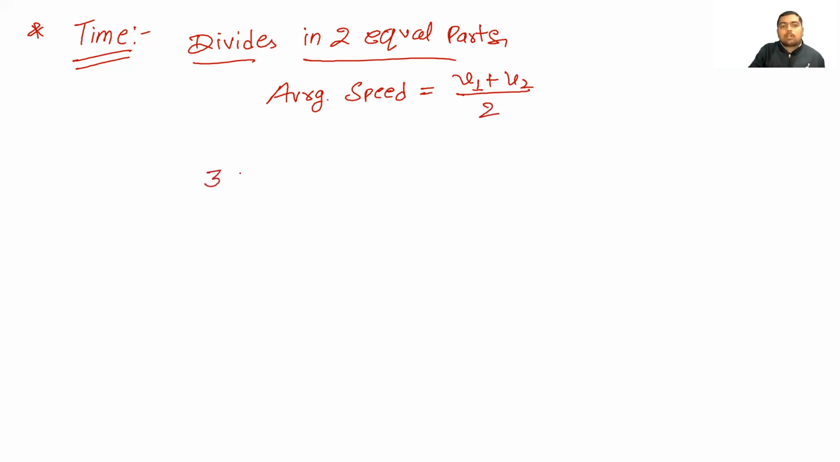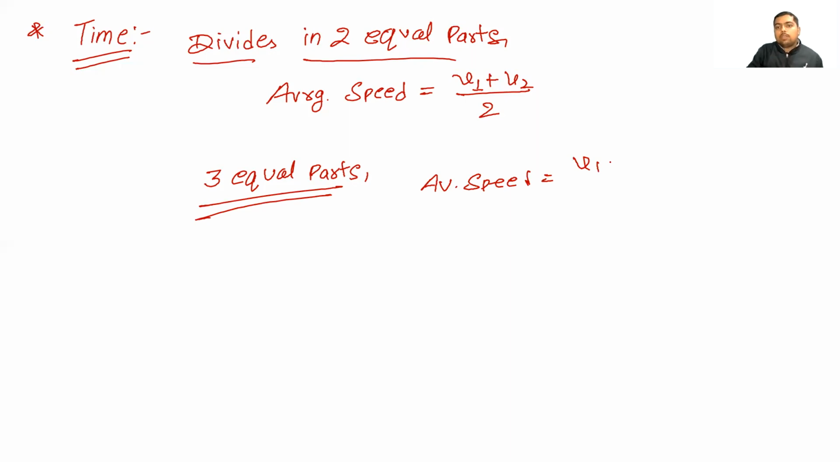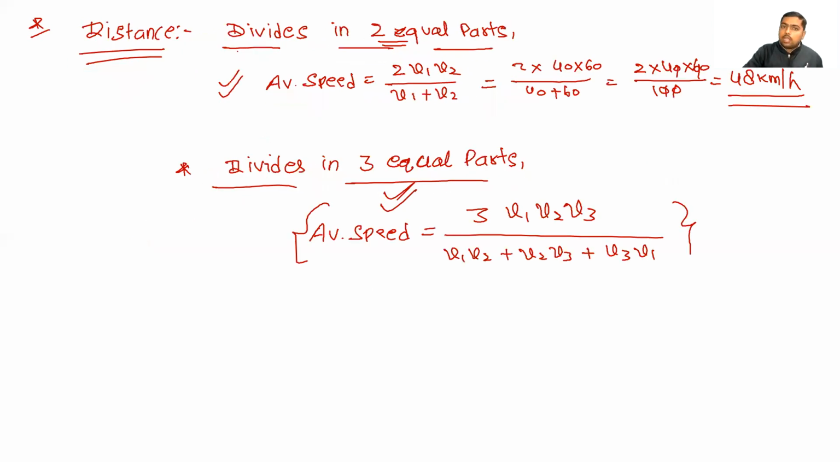When we talk about three equal parts, when time is divided into three equal parts, the average speed becomes v1 plus v2 plus v3 divided by 3. Add all three velocities and divide by 3. When there are more than three, add all the velocities and divide by the number of velocities. This is the simplest method for problems in which time or distance is divided into two or more equal parts.